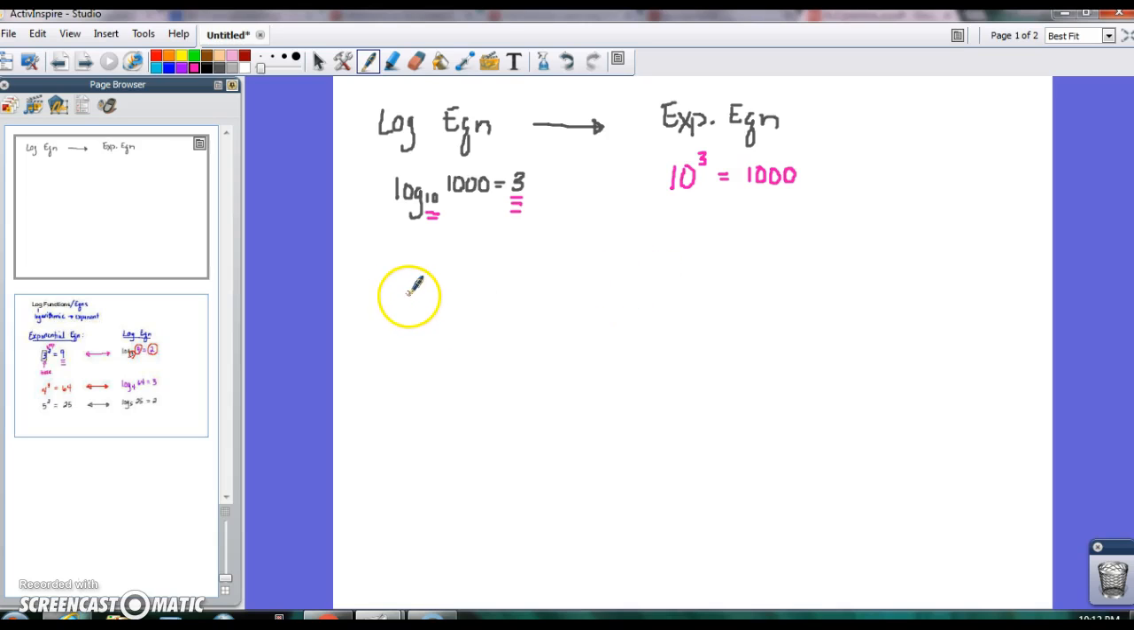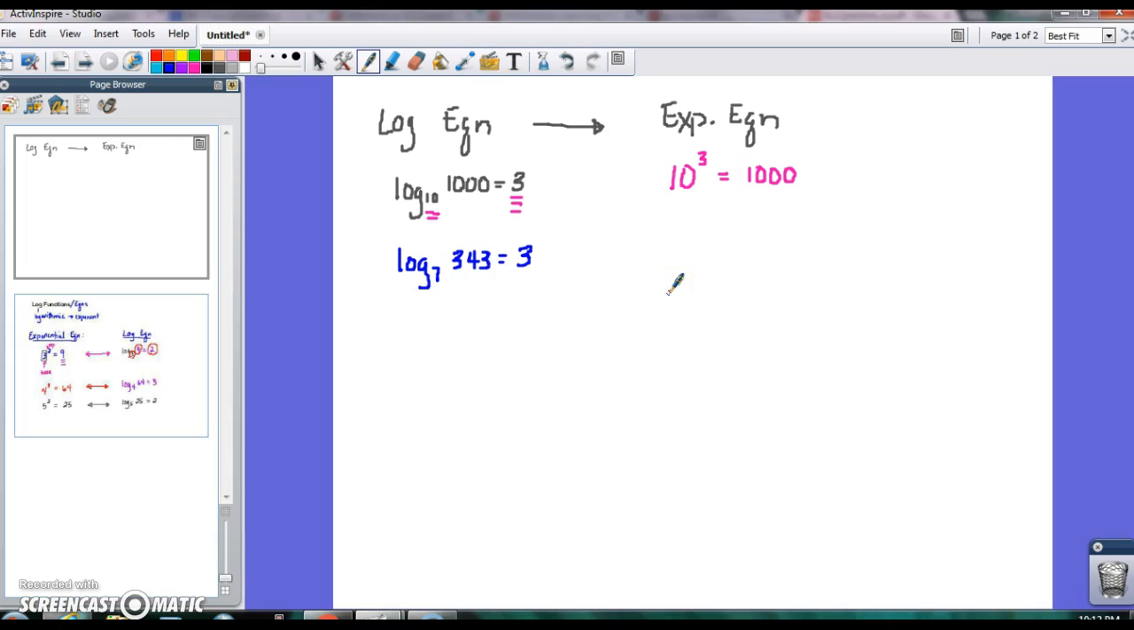Right? These two equations are equivalent to each other. Let's try another one. Let's go with log base 7, 343 equals 3.